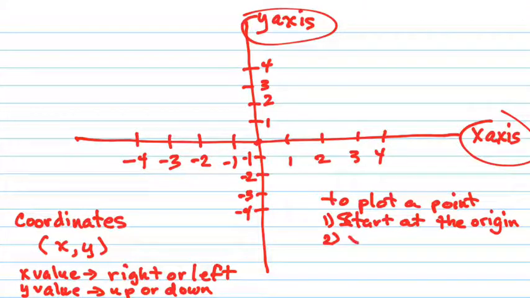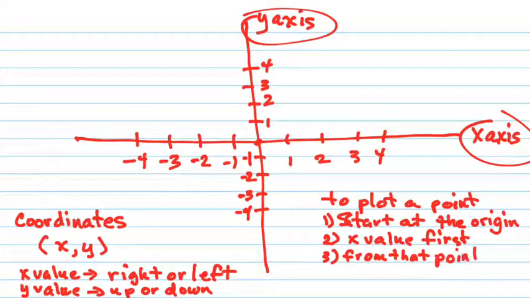Then you're always going to do your x value first. And remember, your x value tells you how far you move either right or what? Left. Okay? Then, from that point, don't go back to the origin, but from wherever you land, you're going to use your y value to tell you how to go up or down. Then make a dot wherever you land.